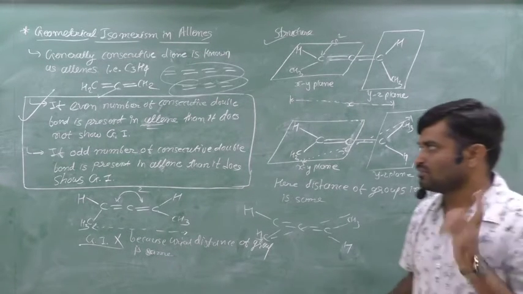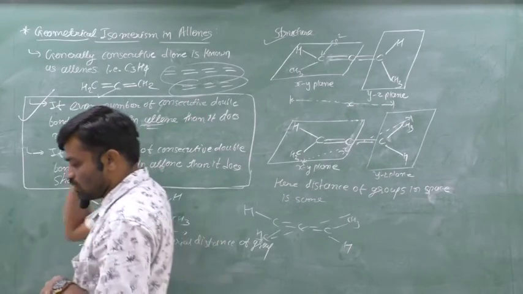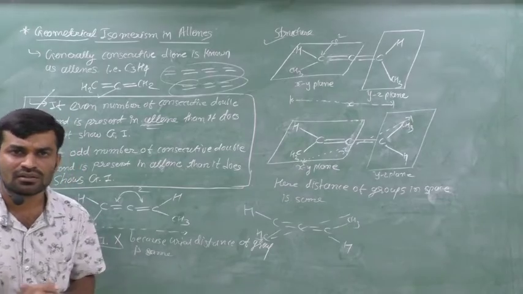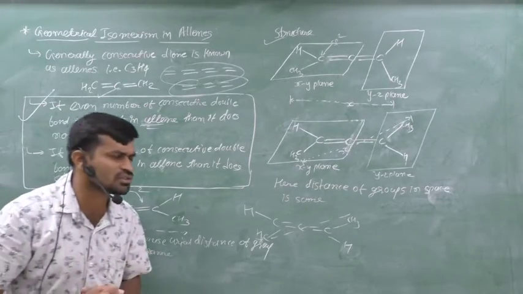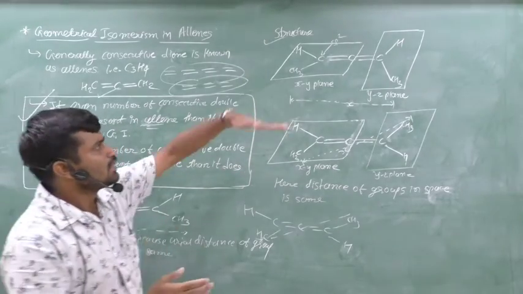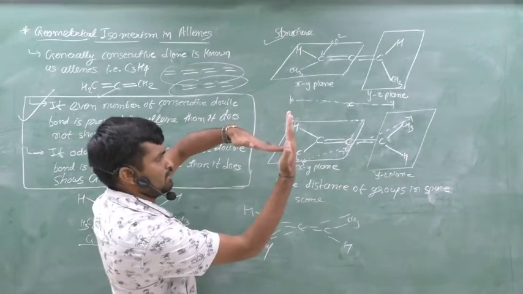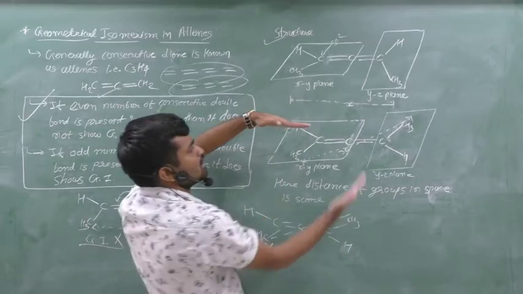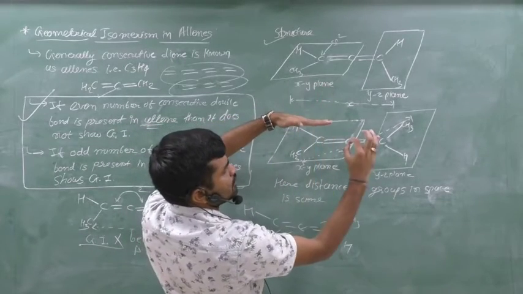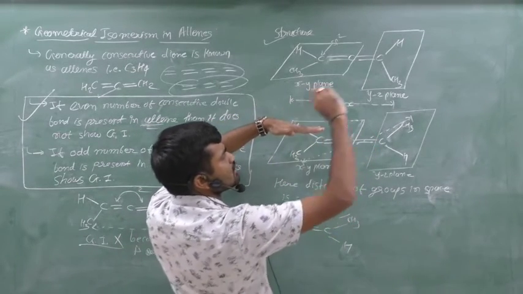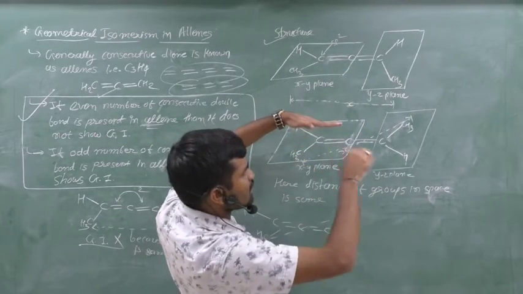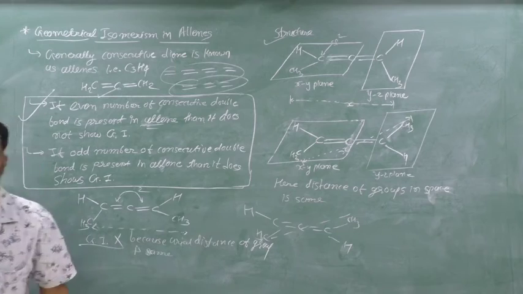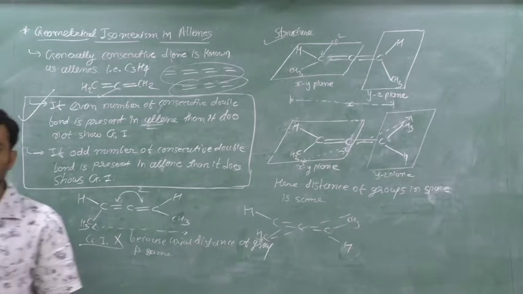Therefore, the allenes in which an even number of consecutive double bonds are there do not show geometrical isomerism. Concept clear? We cannot draw the 3D, but the explanation is like that. It is the XY plane, it is the YZ plane. In the first case, the distance is that. In the second case, the distance is that. That distance and that distance are the same. Therefore, we can say that this type of compound does not show geometrical isomerism.